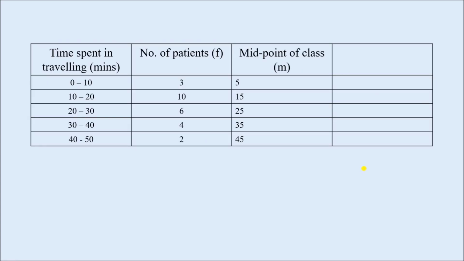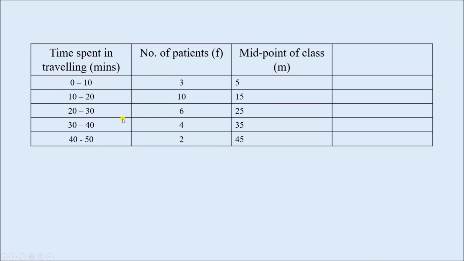Now we have in the next slide added one more column here where we have mentioned the midpoint of the class. What are the classes? This is the class because we have mentioned the time spent, and these are the grouped data because a certain number of patients have traveled a certain period of time which is given in a class. So the exact duration or minutes spent in traveling is not mentioned. Rather, we have mentioned a range or class.